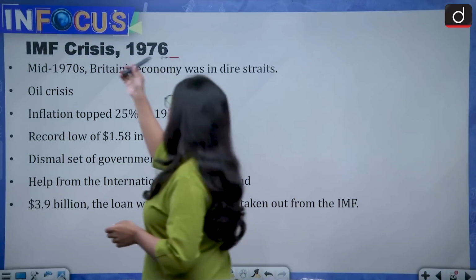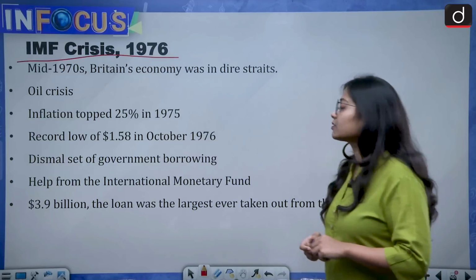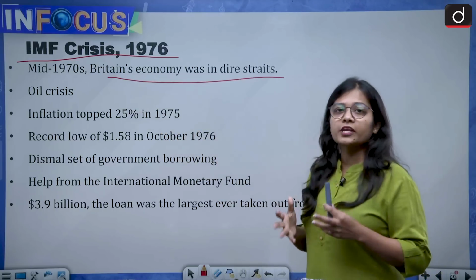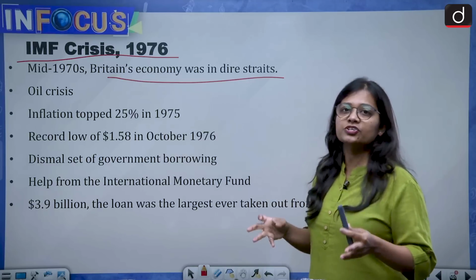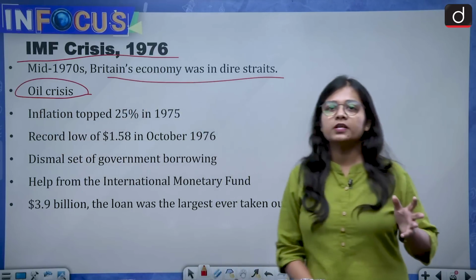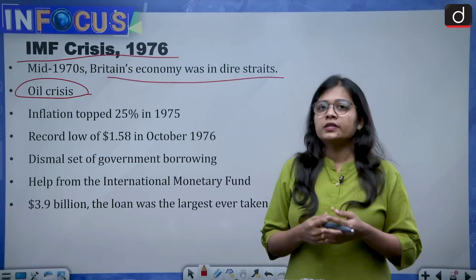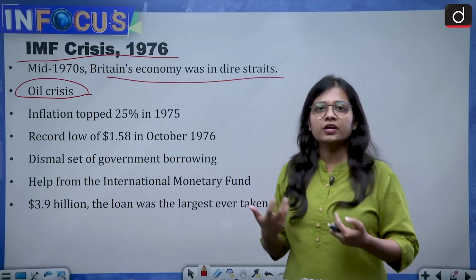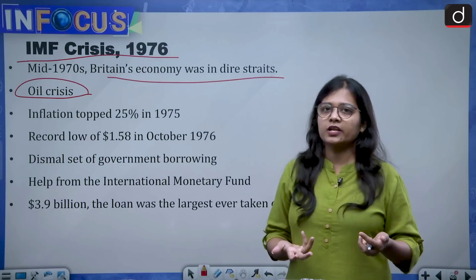Now let us talk about the IMF crisis of 1976, that is the International Monetary Fund crisis of 1976. During the mid 1970s, Britain's economy was in very bad condition. It was shattered and not at all strong, and this happened because of the oil crisis. The oil crisis has always played a prominent role in the currency crashes of Britain, because the United Kingdom is totally dependent on the import of oil and natural gas.